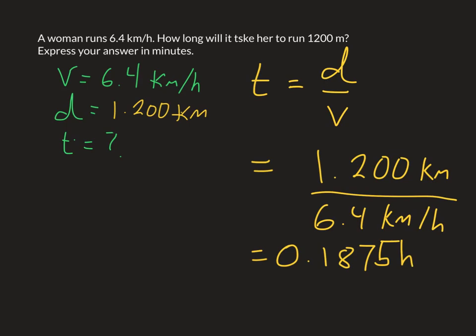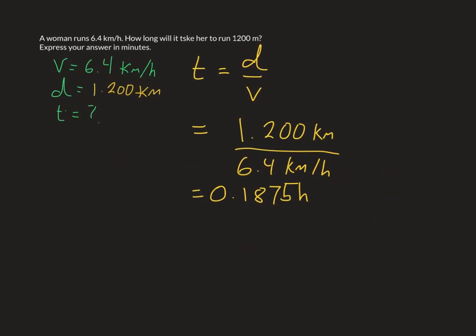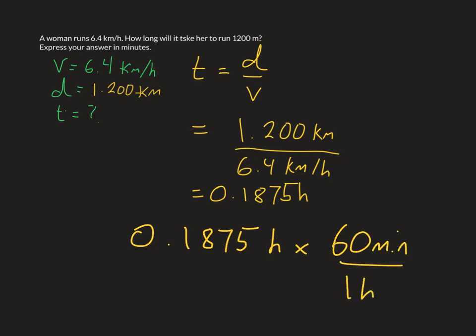Okay, so I'm just going to zoom out a little bit more so I have a little more space to write. So what we're going to do here is our typical unit conversion. We're going to go 0.1875 hours times 60 minutes per 1 hour. That's our unit conversion factor.